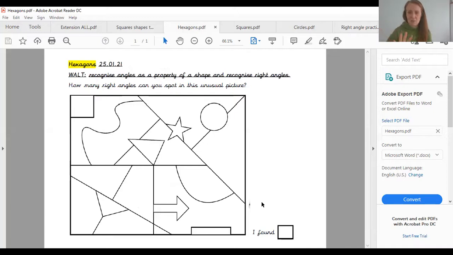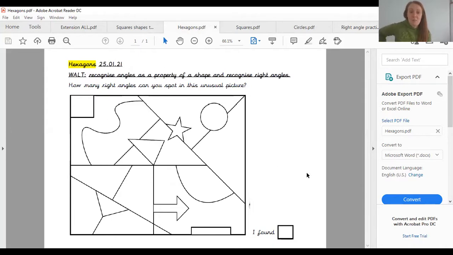I did this last year with my maths class, and every time the children found the answer they thought was the answer, there was always one missing. Okay, so it's a really challenging shape, this is. So within this whole shape, which on the outside is a rectangle, there are many right angles hidden.